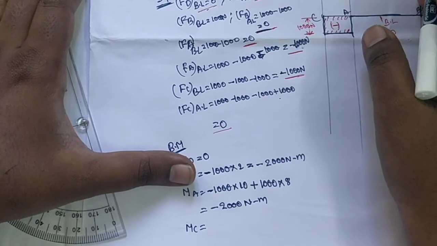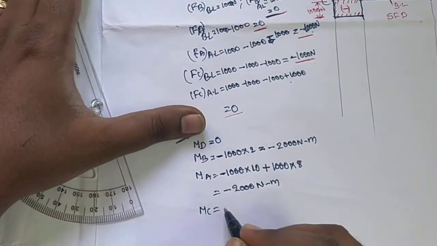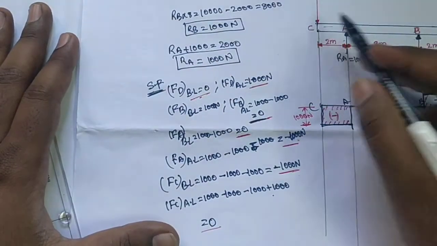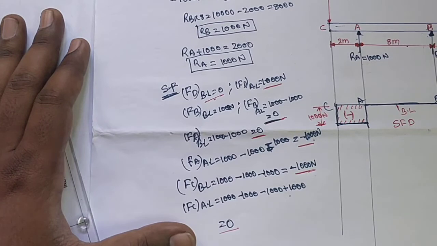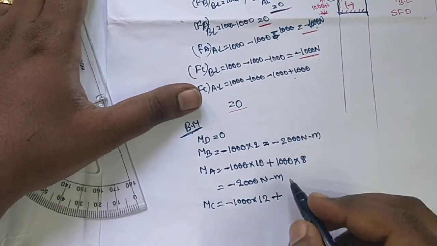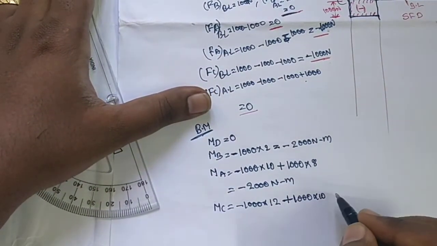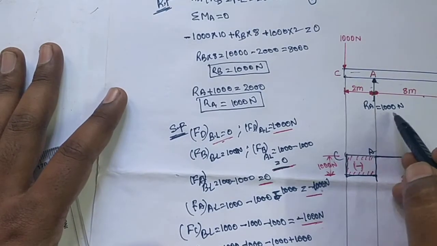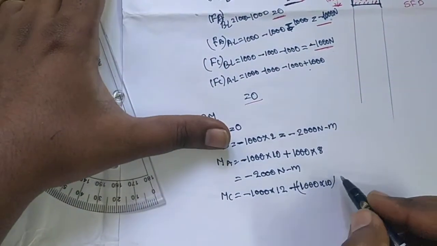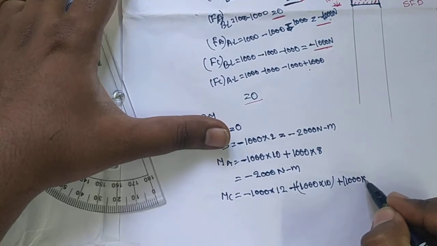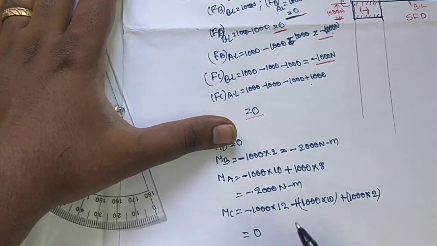Next, the bending moment at point C. At point C, we need to consider the right side forces. That is, the right side has one point load and two reaction forces. The first point load is minus 1000, and the distance from this point to this point is 12 meters, so minus 1000 into 12. Next, the reaction force RB is acting anti-clockwise, so it is taken as positive. The value is 1000, and the distance from point B to point C is 10, so 1000 into 10. Next, at point A, the reaction force 1000 is acting anti-clockwise, so it is positive. The distance from point A to C is 2, so 1000 into 2. The final value is 0. The bending moment at point C is 0.